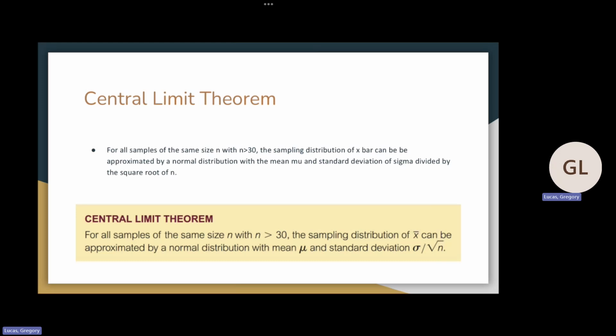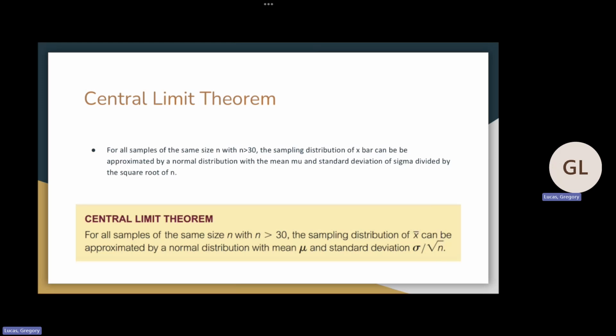Okay. The central limit theorem tells us for all samples of size n greater than 30, the sampling distribution of x bar can be approximated by a normal distribution with the mean mu and standard deviation of sigma divided by the square root of n.